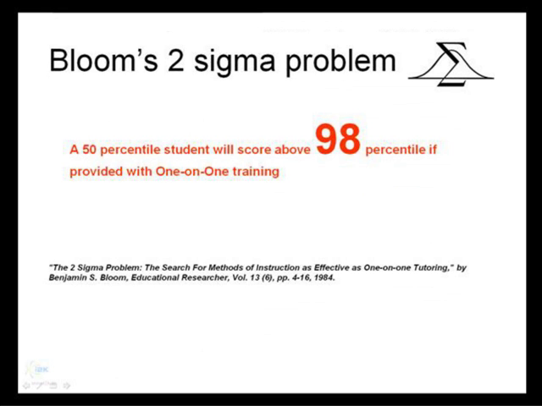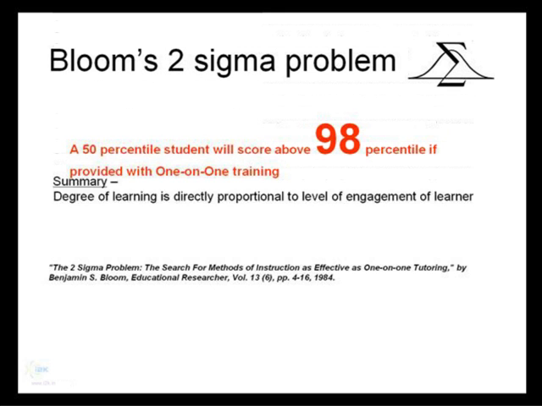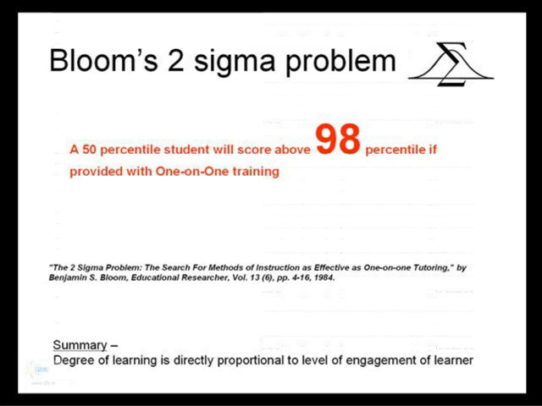In 1984, Benjamin Bloom published his research which stated that if we provide one dedicated trainer to one trainee, then a 50 percentile learner can move over to 98 percentile. This happens because a dedicated trainer engages the learner to the maximum during the learning process. He termed this a 2 sigma problem because he could see no way by which every learner could be provided with a dedicated teacher or a trainer. Or the degree of learning is directly proportional to the level of the engagement of the learner.